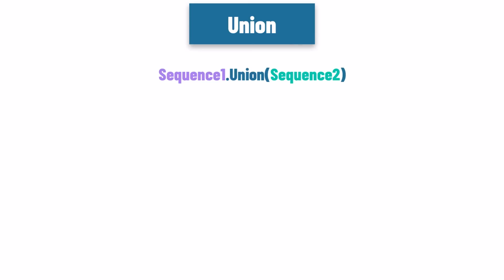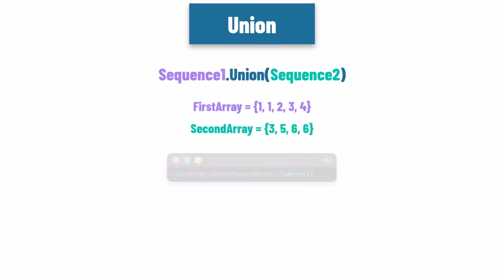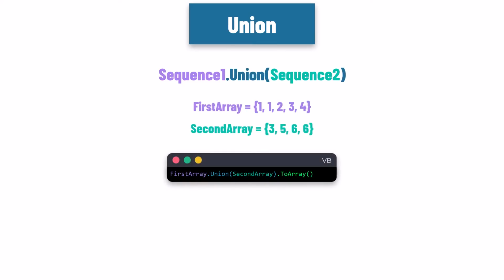Let's see how this works in action. Consider two arrays of numbers. By using this query with the first overload of Union method, we get the following array, which contains all distinct numbers from both arrays. This is how to use the first overload with simple data type.